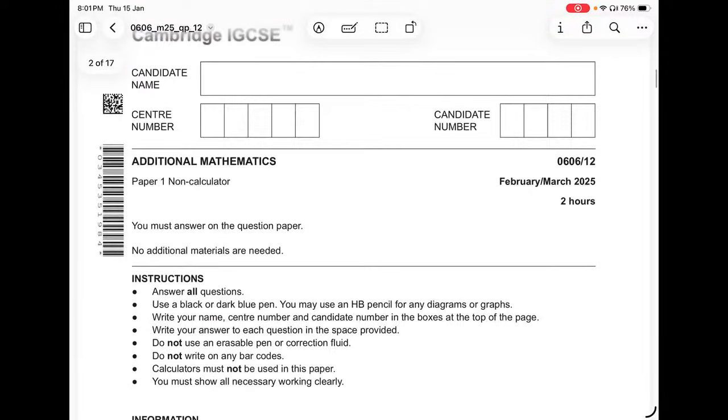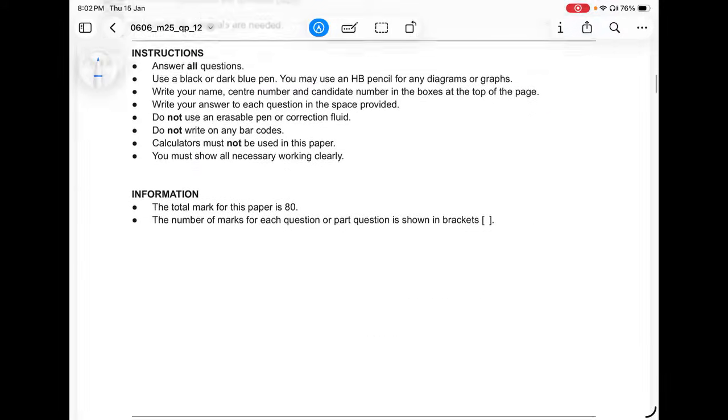So today we'll be doing the Feb March 2025 0606 paper 1 variant 2. And the total duration remains the same as before. It's going to be 2 hours. And just a heads up, it's a non-calculator paper. So I will not be using a calculator for this too, just to help you see how to answer each question without a calculator. So let's start.